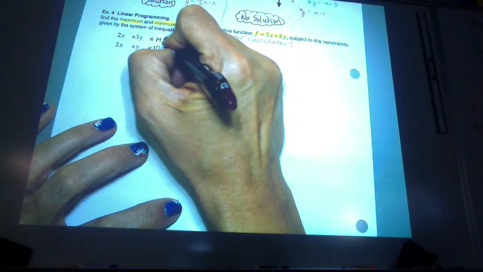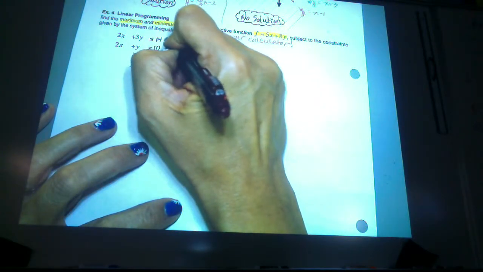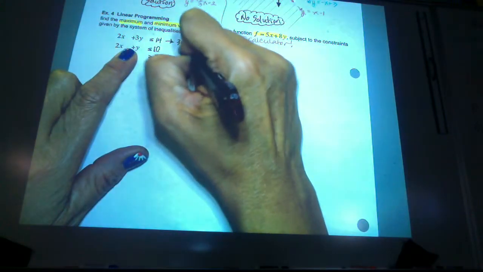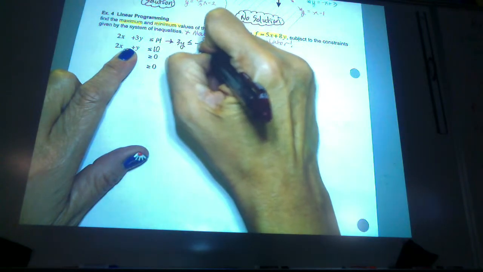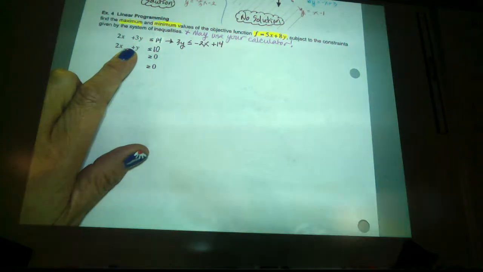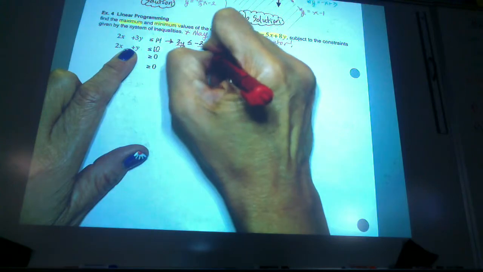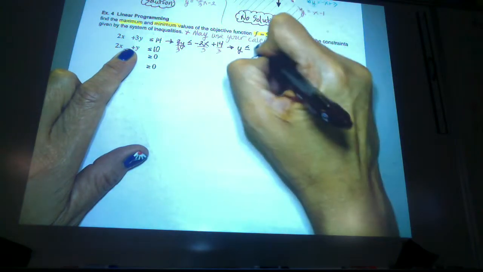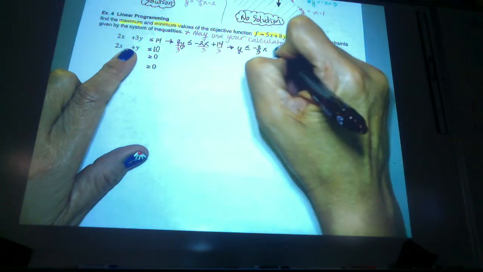So, first thing I want to do in order to use my calculator is to have this in a form that I could input it into my calculator. So I'm going to solve this top equation for y. So I get 3y is less than or equal to negative 2x plus 14. Divide everything by 3. And so I end up with y less than or equal to negative 2/3 x plus 14/3. Pretty ugly to have to graph, but we'll deal with graphing that in a moment.